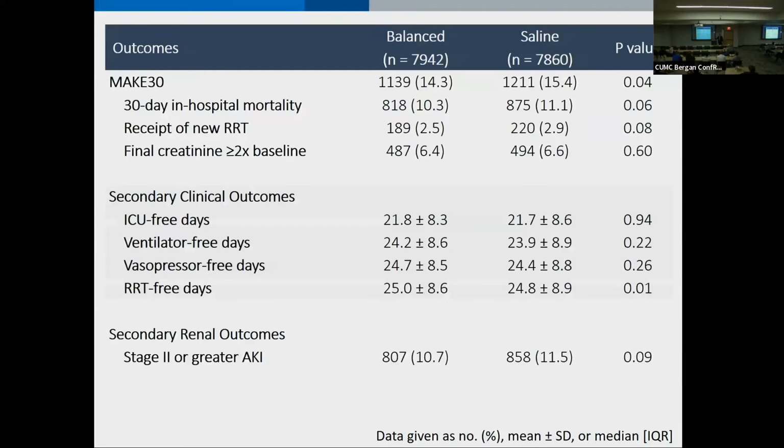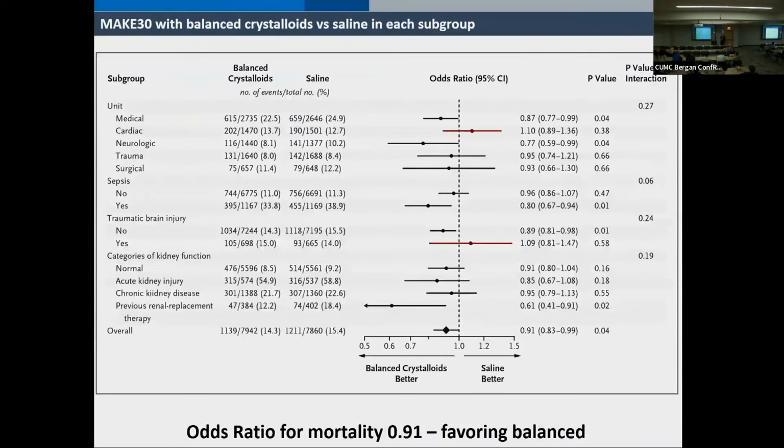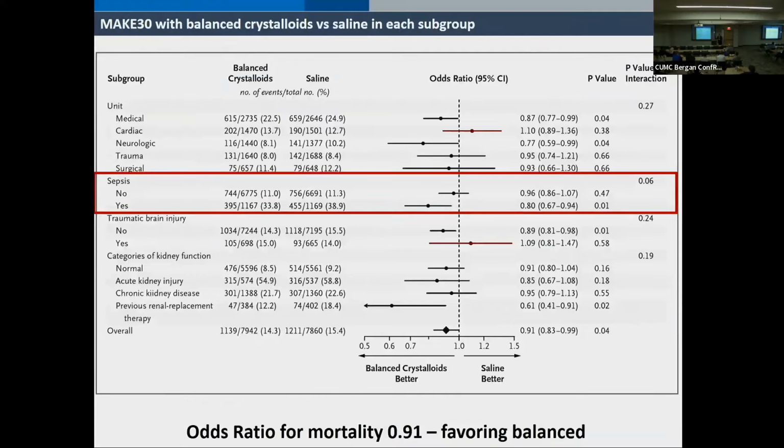And here are your secondary renal outcomes. AKI, not quite statistically significant, but lower in the balanced fluid group. That's all comers. We'll talk about sepsis here in a minute. Here are your subgroups. And you can look at sepsis, but I'll blow it up and make it bigger in a couple of slides. Well, maybe I'll do it now.